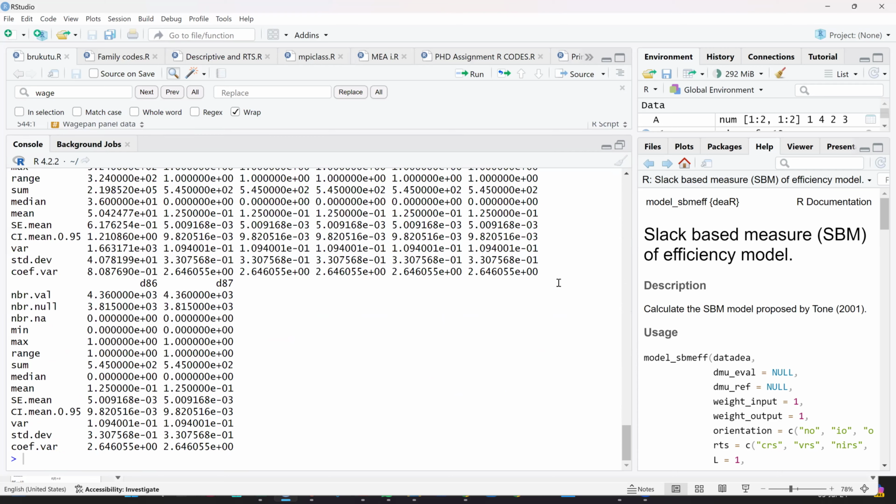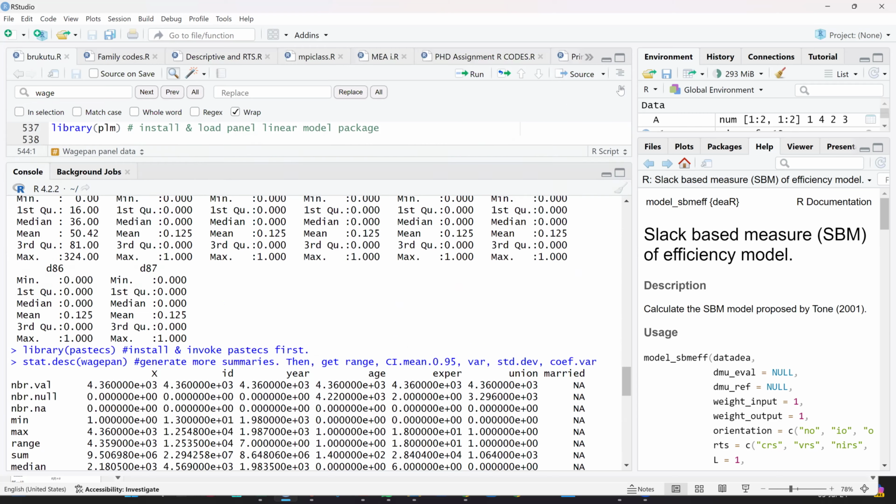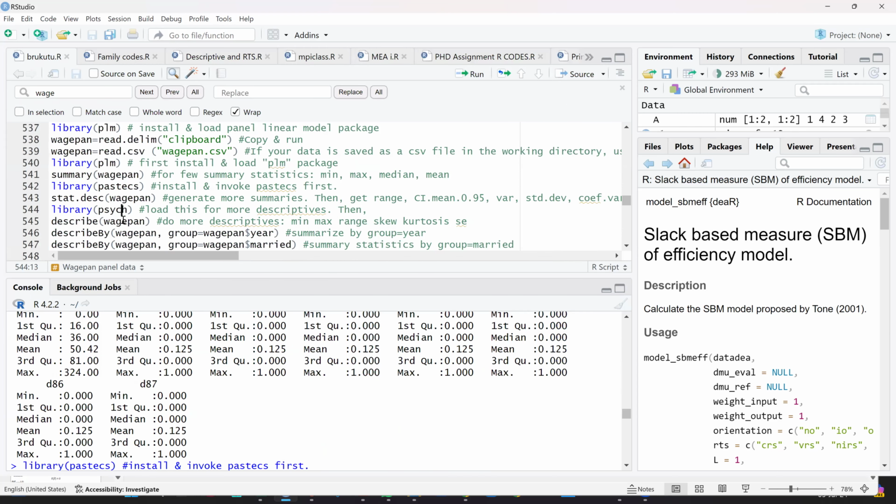There you go. You can see that this one gives you a lot. For example, it gives you the values, it gives you those that are not available. It gives you the minimum, the maximum, the range, the sum, the median, the mean, standard error of the mean, confidence interval of each variable, standard deviation, the variance and the standard deviation. But I'm more interested in the last one, the coefficient of variation. Now, that one is usually nice when you're dealing with non-parametric data, the coefficient of variation. So that's another way to get the summary statistics.